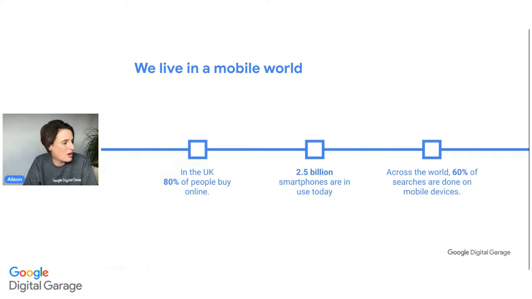And as these stats show, we very much live in this mobile world. 2.5 billion smartphones are in use today. And across the world, 60% of searches are done on mobile devices. And what's really important about this when we're thinking of digital marketing as a business is to understand that a lot of our audience are going to be accessing information on a mobile. So we very much need to be thinking with this mobile-first mindset.